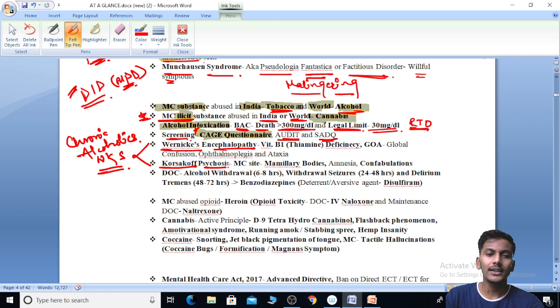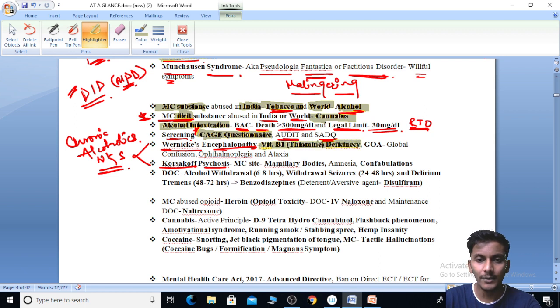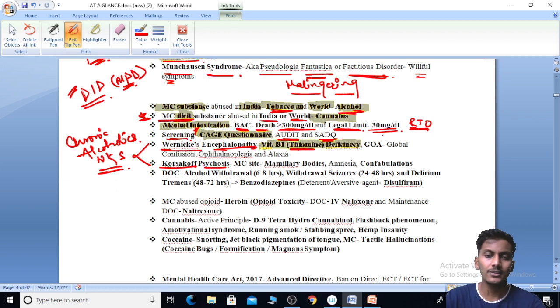Why does Wernicke-Korsakoff syndrome occur? It occurs due to deficiency of vitamin B1. Yaad rakh lena, vitamin B1 or thiamine deficiency leads to Wernicke-Korsakoff syndrome. Yaad rakhna. Okay, this is the main cause.